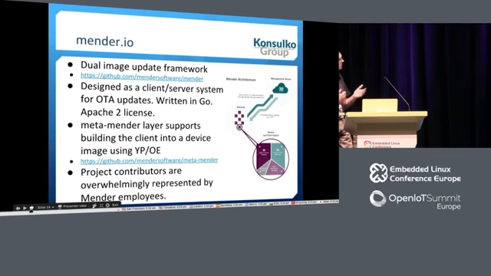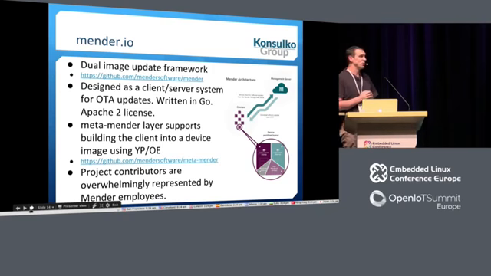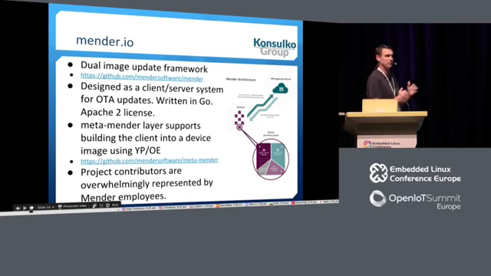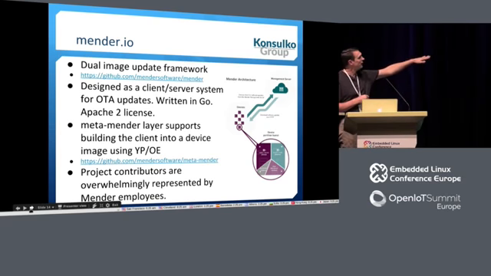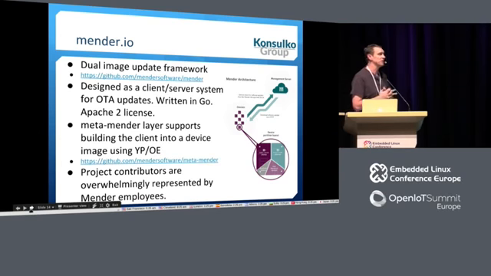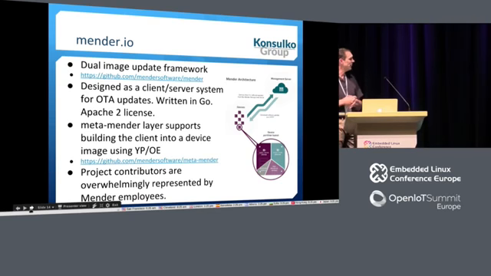So it's Apache 2 license. They maintain a MetaMender layer, and what's interesting with that is that it builds a client into the device, of course, similar to what software update maintains as well. You can find it there, and they also have some reference platforms that they maintain, so you can start off and try it out very easily.